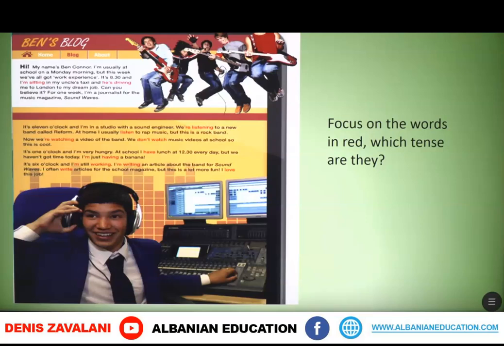Ben's blog. Hi, my name's Ben Connor. I'm usually at school on a Monday morning, but this week we've all got work experience. It's 8:30 and I'm sitting in my uncle's taxi and he is driving me to London to my dream job. Can you believe it? For 1 week I'm a journalist for the music magazine Soundwaves. Then it's 11 o'clock and I'm in a studio with a sound engineer. We are listening to a new band called Reform.